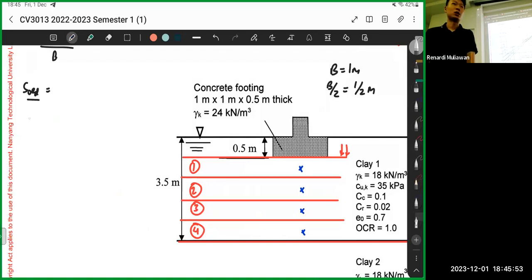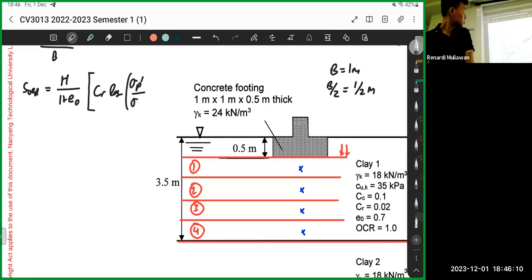OED. OED is oedometer. Yeah. It's to measure consolidation settlement. So it's H divided by 1 plus E0, CR, log, this, something like okay.